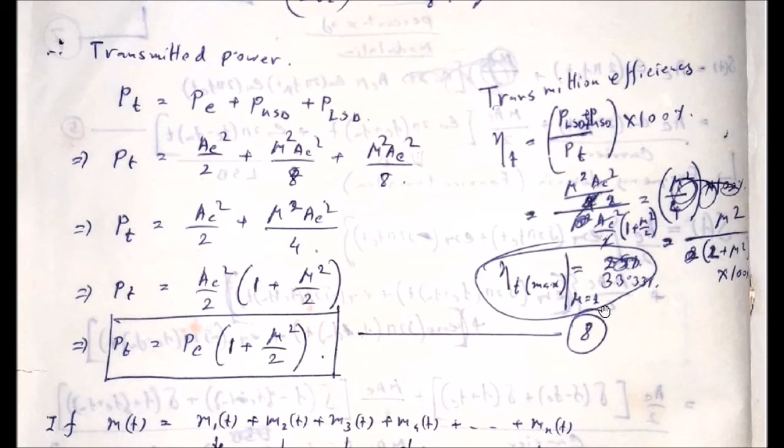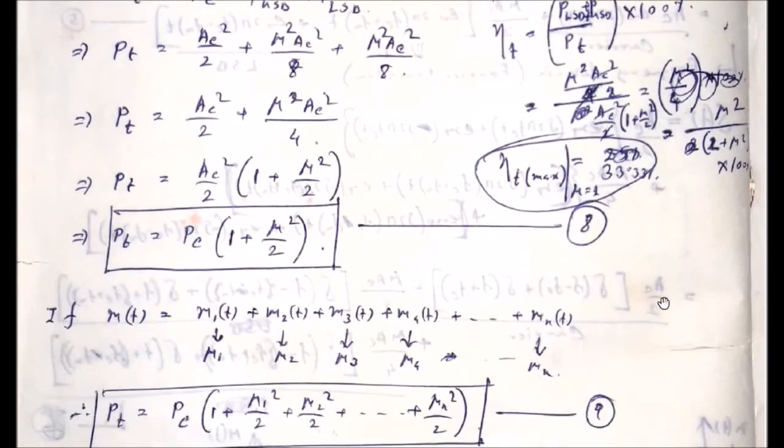If you put mu equal to 1, that means it is a 100% modulation. Anything less than 1 is under modulation. So if you want to find out the maximum transmission efficiency, you have to consider the 100% modulation, that means mu equal to 1. If you put that here, you will obtain 1 by 3 multiplied by 100%, that means 33.33%. Remember that transmission efficiency of ordinary amplitude modulation is just 33.33%.